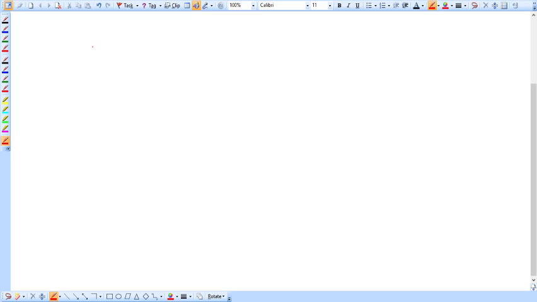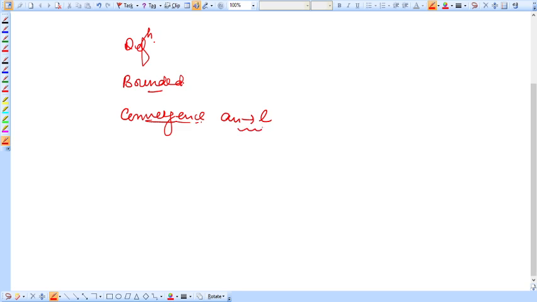Hello students, till now we have covered the definition of a sequence, also the boundedness of a sequence and convergence of a sequence, right? So a sequence a_n is said to be convergent, and it converges to L, if the limit of a_n as n tends to infinity is equal to L, right?